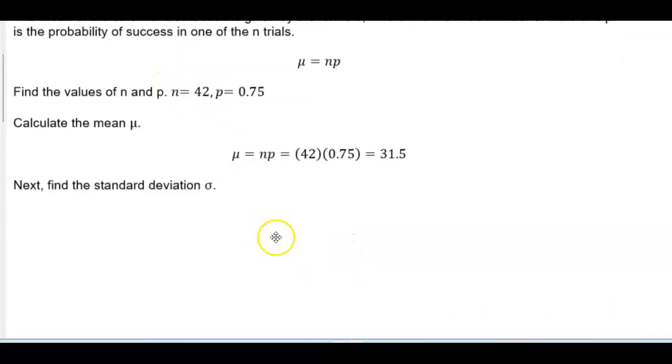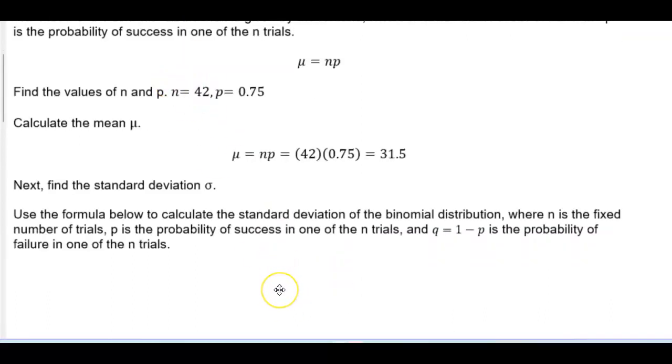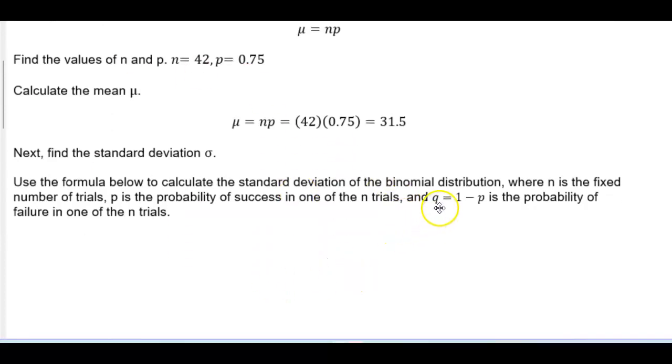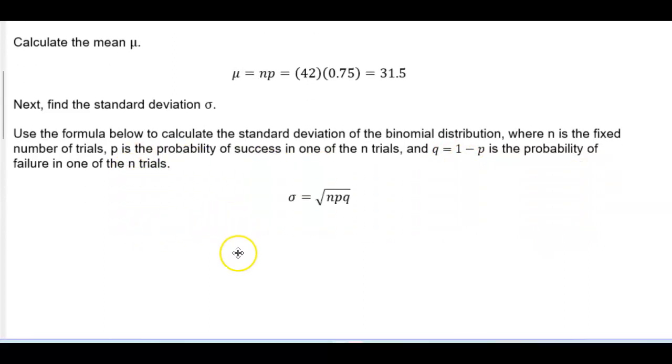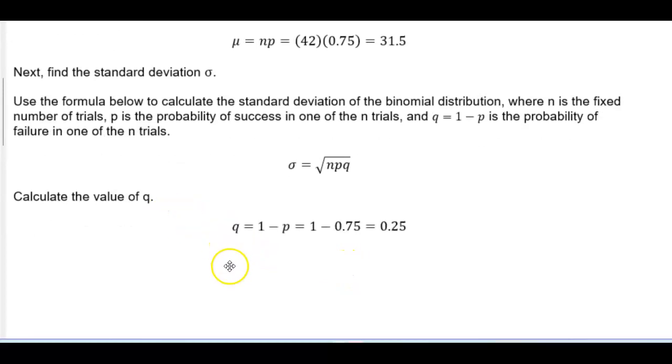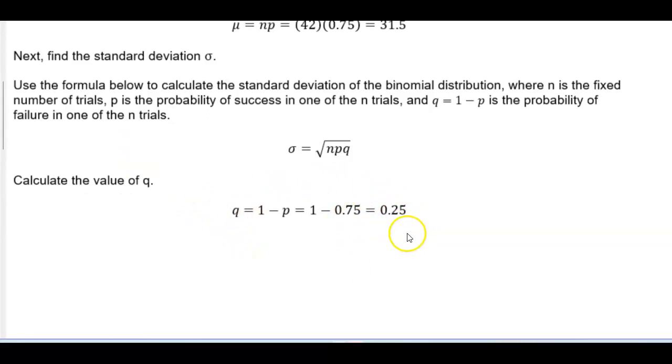Now we're going to find the standard deviation. Now the formula to calculate the standard deviation of the binomial distribution, where again n is the fixed number of trials and p is the probability of success in one of the n trials, and also q is equal to 1 minus p is the probability of failure in one of the n trials. So here's our formula for the standard deviation, the square root of n times p times q. And so we first need to find out what q is. To find q, we need to take 1 and subtract what p was, which is 0.75, which gives us 0.25. So therefore, that represents the probability of failure in one of the n trials.